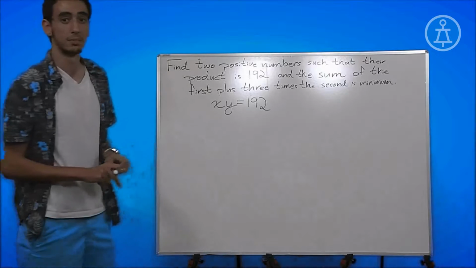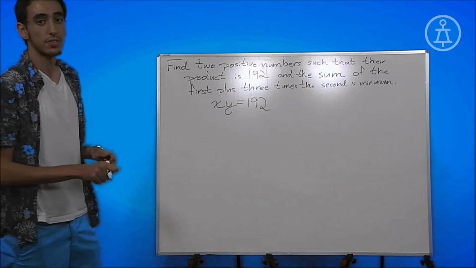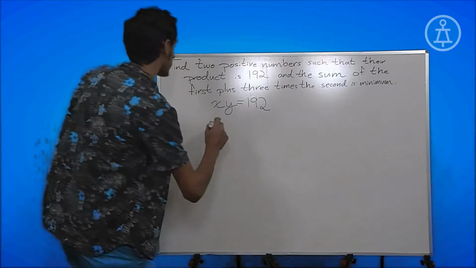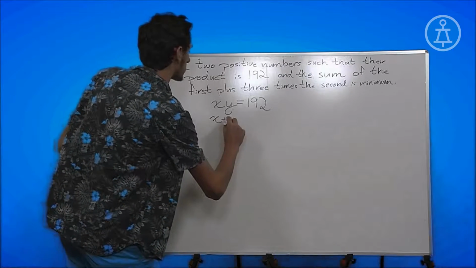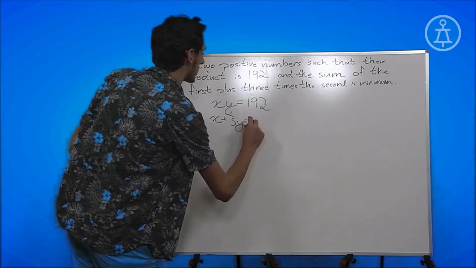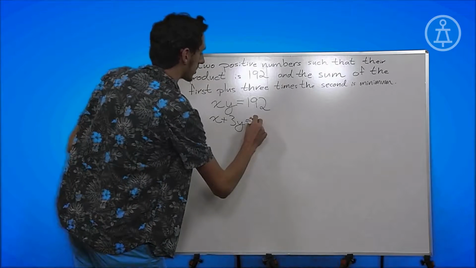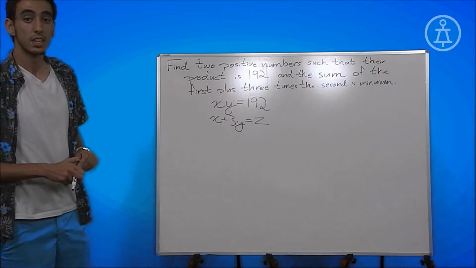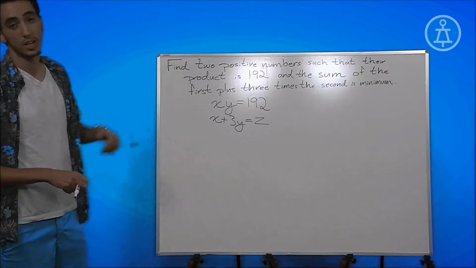Okay, now let's take the second part. So now we have the sum of the first plus 3 times the second is minimum. So let's start writing that out into variables. So x plus 3y equals something. I'm just going to call it z in this case. Okay? So now I need to make the sum as small as possible.